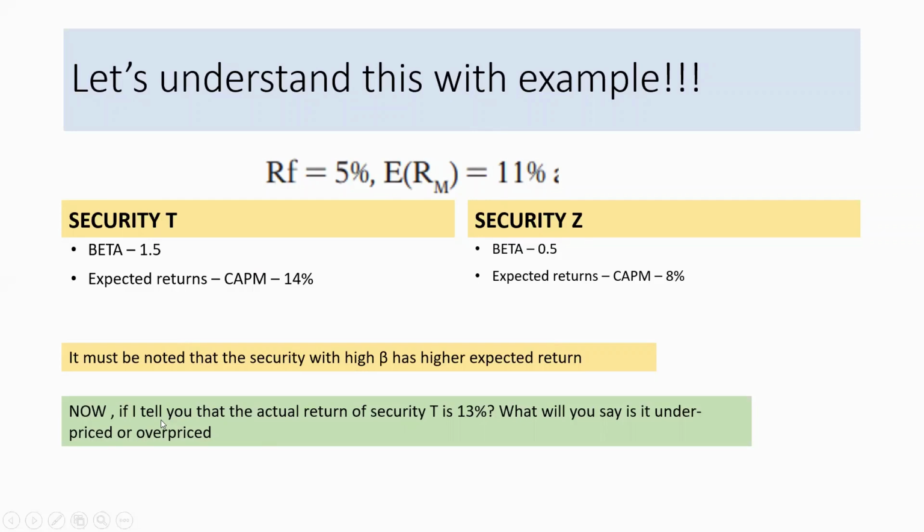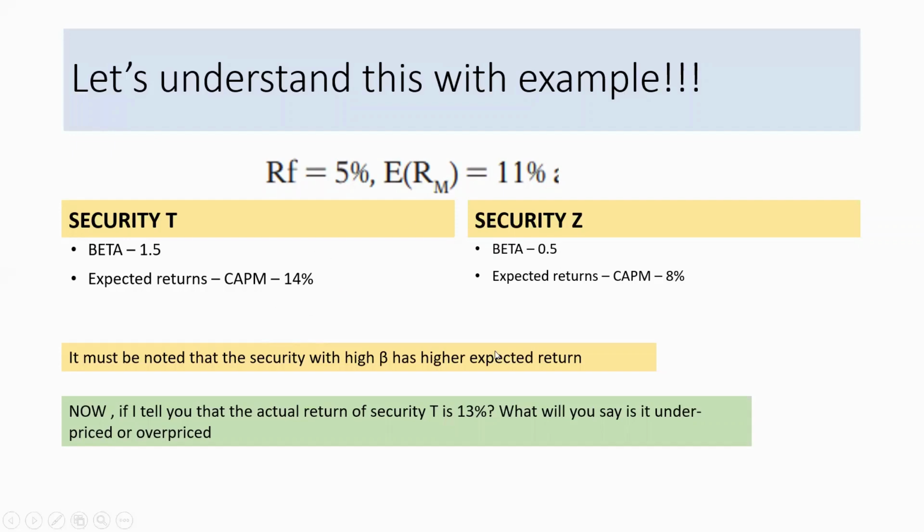Now, let's do a common sense test here. If I tell you that you have calculated 14% as an expected return and the actual return that you are getting on your securities is 13%. What do you think? Is it an underpriced security or an overpriced security?